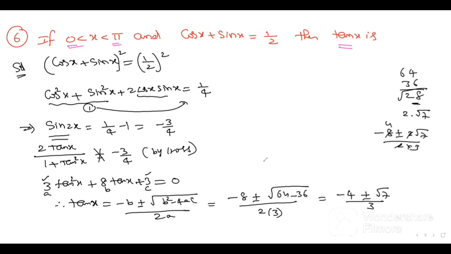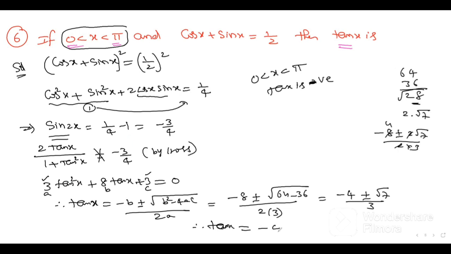But here, in the 0 to pi interval, the interval given is 0 less than x less than pi. In the 0 to pi interval, tan x is sometimes positive, sometimes negative, because these are the first and second quadrants. So tan x is equal to, we should take both minus 4 minus root 7 by 3 as well as minus 4 plus root 7 by 3.